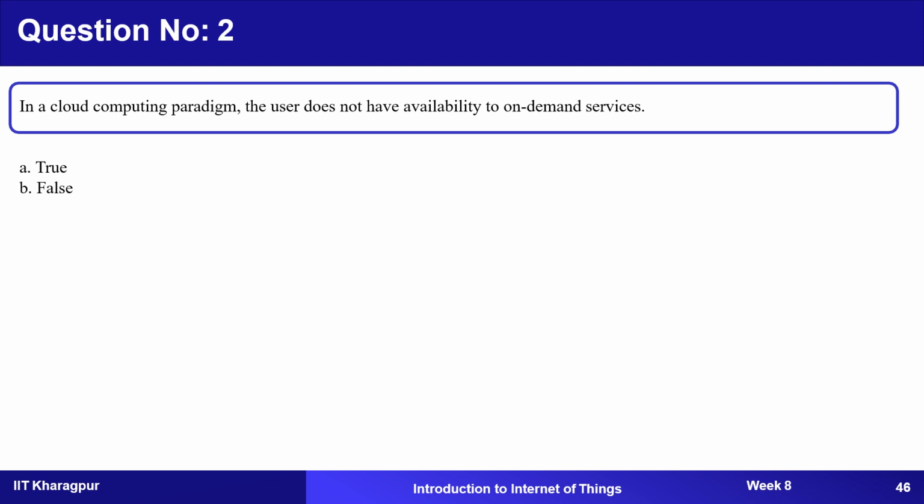So in case of your cloud computing, whenever the end user wants to access the services or resources, he can. But the requirement is that network availability should be there. So there is an availability of on-demand services in case of your cloud computing. So this statement is false. Cloud computing is built for providing dynamic on-demand services.